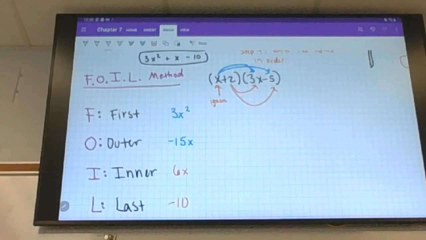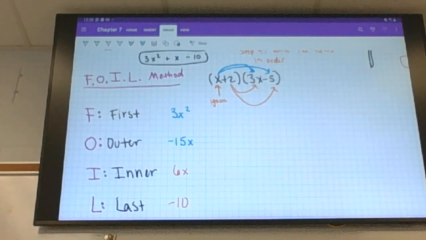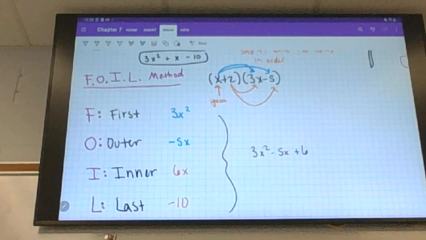But how did you get 15 for multiplying? What? I did mess that up. It's minus 5x. That's not okay. Alright, now write them out: 3x squared minus 5x plus 6x minus 10.